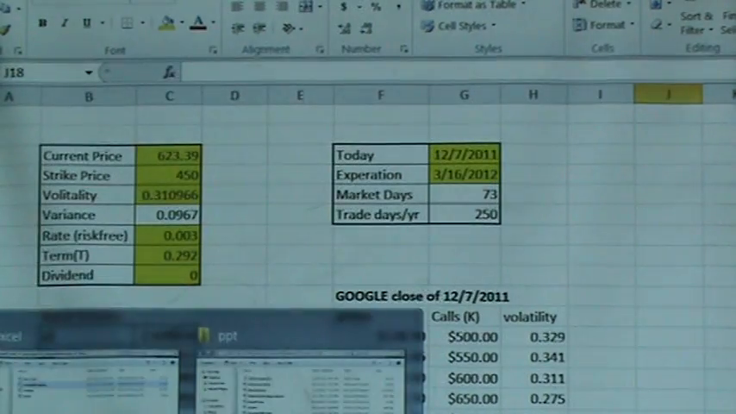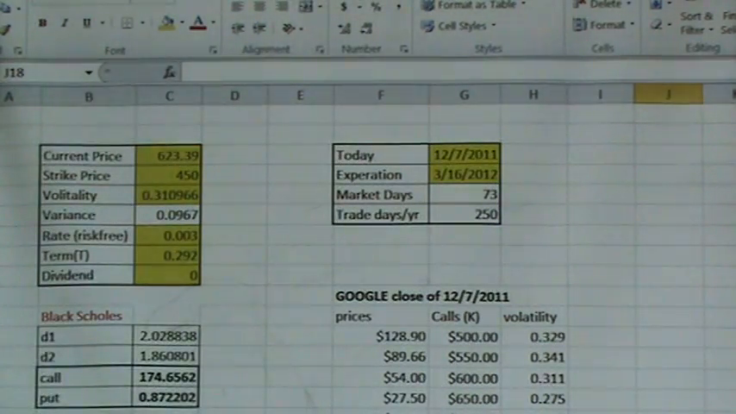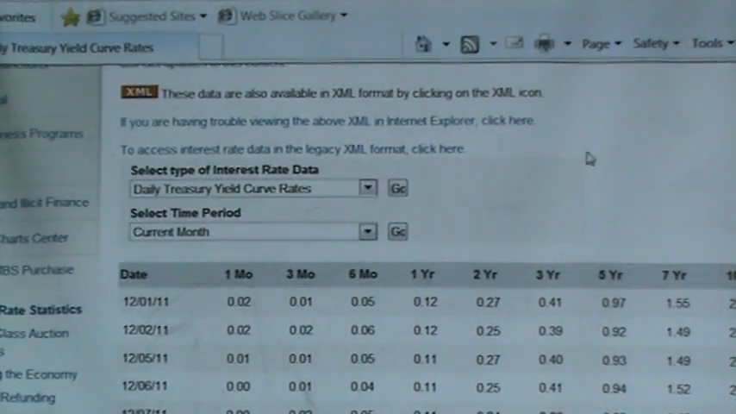And what I'm going to do is, first of all, I'm going to use, okay, so in this example, I'm going to look at using today's date, which is December 7th, 2011, and I'm going to figure out, based on the Black-Scholes model, what is the volatility, or the implied volatility, of a call option on Google stock for, let's say, 3 or 4 months from now.